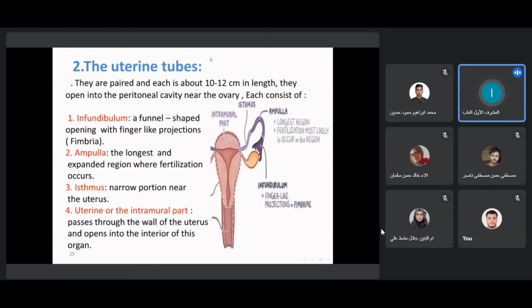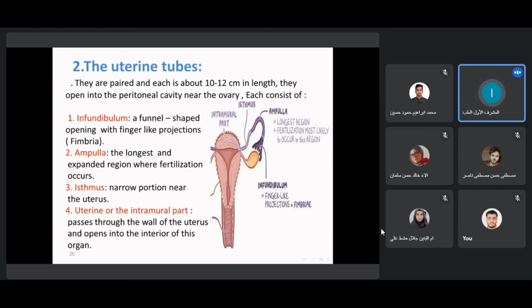The second part of the reproductive system is the uterine tubes, or the oviducts. There is a uterine tube on each side of the uterus with about 10 to 12 centimeters length, and they open into the peritoneal cavity here near the ovary. It consists of 4 parts. This part that has dilated or finger-like projections is called the infundibulum. The second is the ampulla, then the isthmus, and a small or short intramural part.